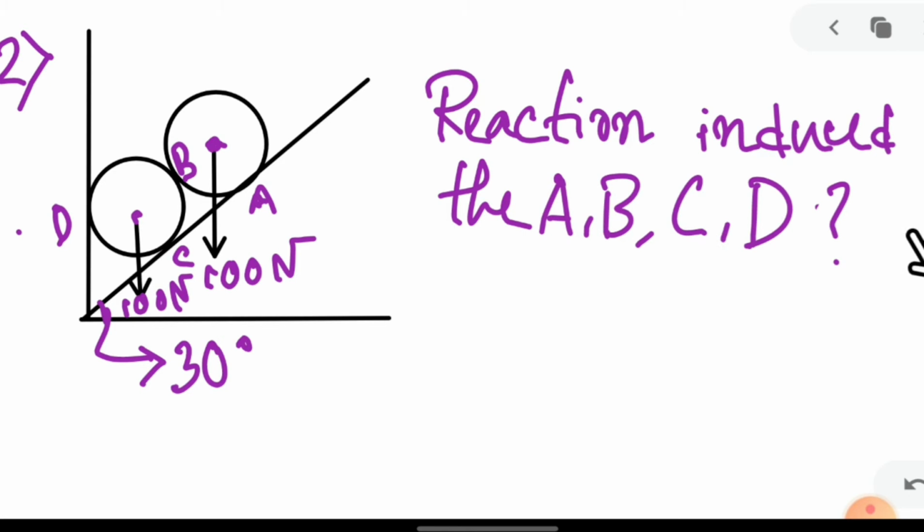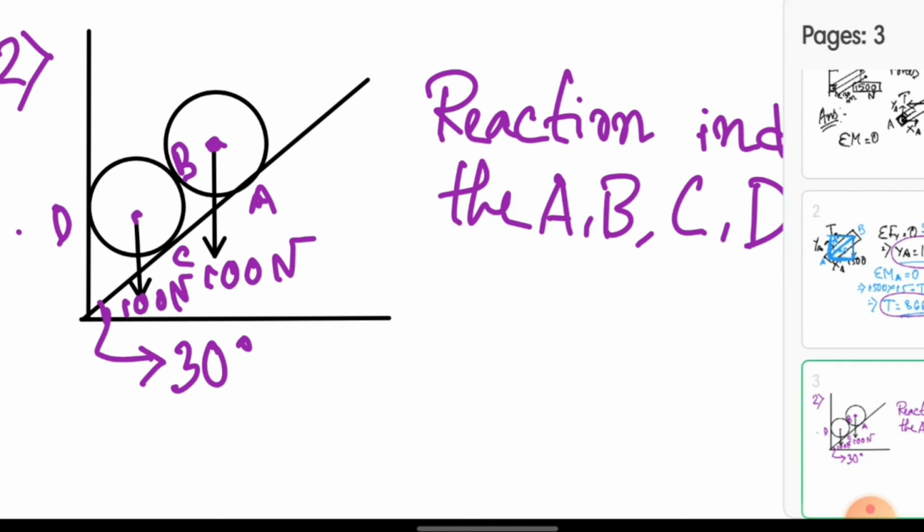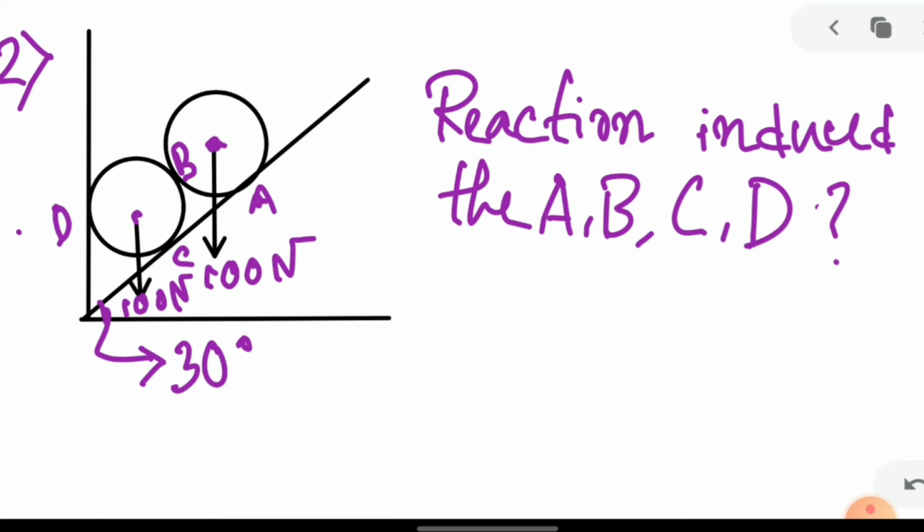Find the reaction forces induced at A, B, C and D. A means this surface, B is where the two balls touch, then C, and D. Find the reaction forces from the surfaces. So draw the free body diagram first, one by one. We label them 1 and 2. First draw the free body diagram of the first ball.